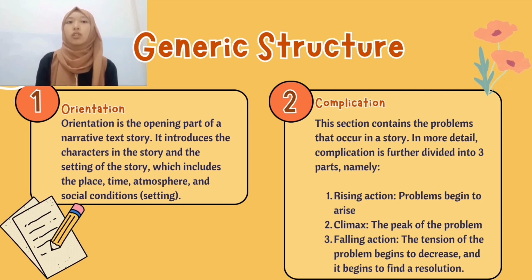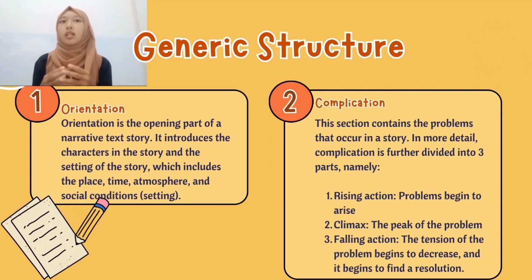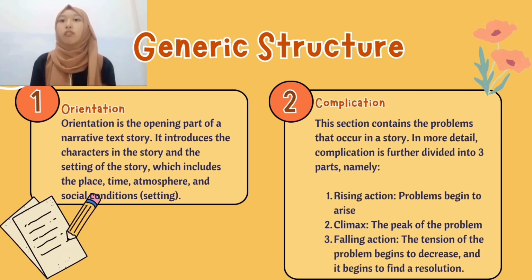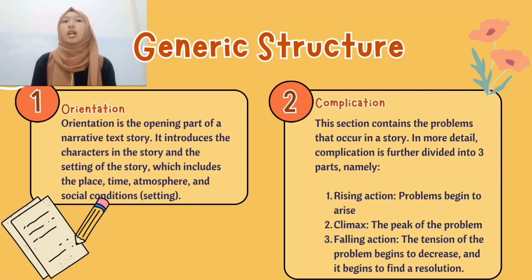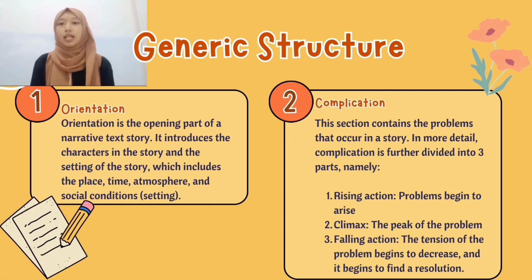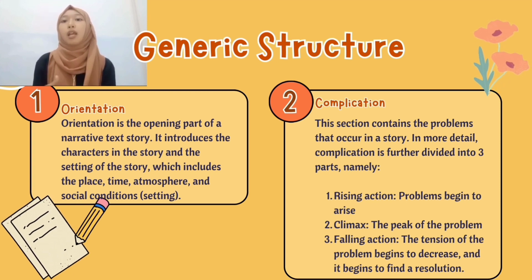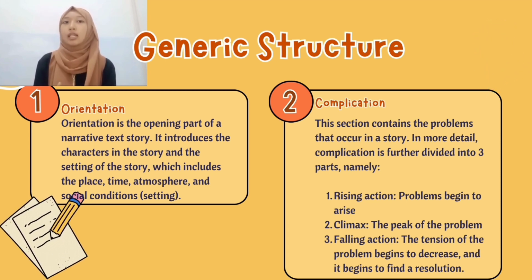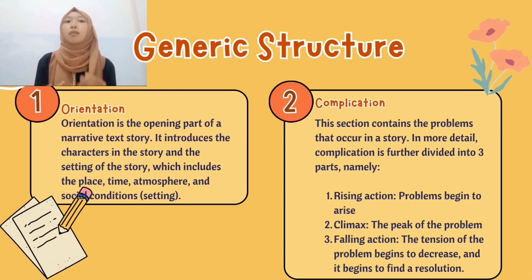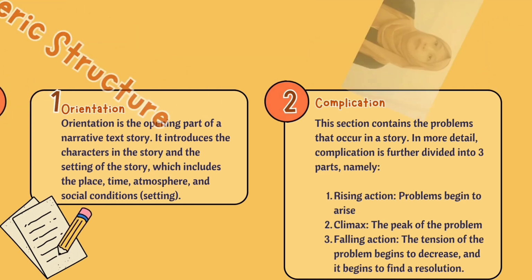This section contains the problem that occurred in a story. So, complication is divided into 3 parts. The first is rising action. Rising action is when the problem begins to arise. And the second is climax. Climax is the peak of the problem. And the last is falling action. Falling action is when the tension of the problem begins to decrease and it begins to find a resolution.